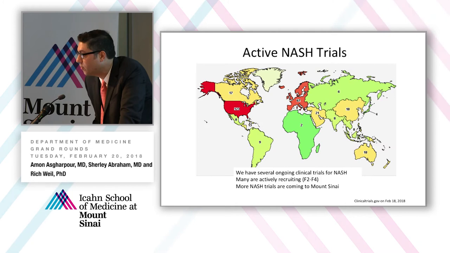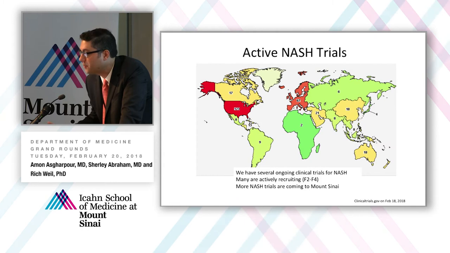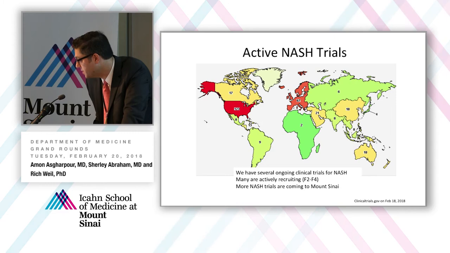Sometimes we'll have some F1 fibrosis NASH studies as well. And we have about four more that are coming online in the next couple months. So there are definitely options available for us. And again, this is something that we do in conjunction with the standard of care liver biopsy. We use the same biopsy to see if they can get into a clinical trial if the patient's willing to do so. We can give them increased access to healthcare by doing so as well.